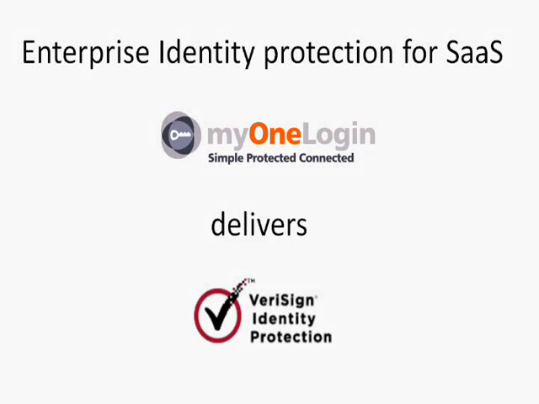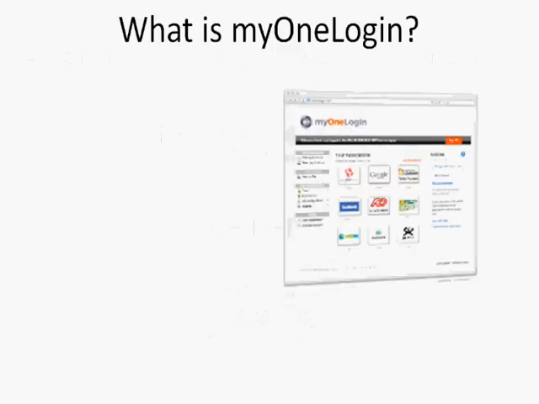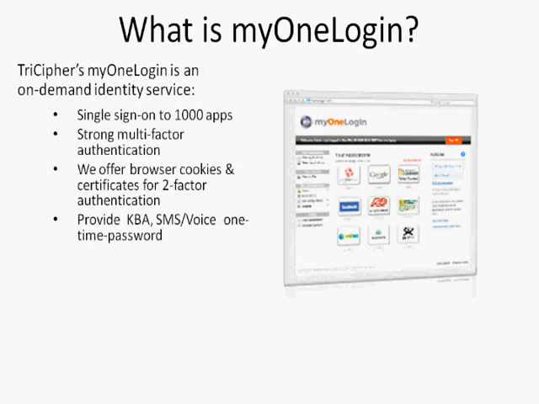Hi, I wanted to talk about how enterprises can provide identity protection to their SaaS applications using a strong authentication service from myOneLogin using the Verisign Identity Protection token. What is myOneLogin? myOneLogin is a simple, secure, on-demand service. Using myOneLogin, we provide security and single sign-on to thousands of web applications.